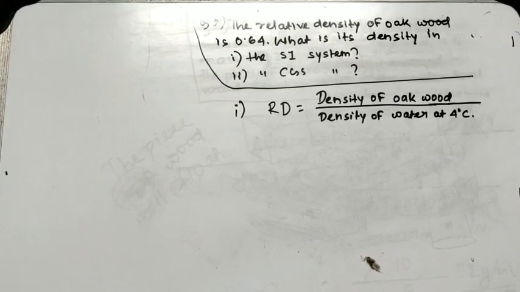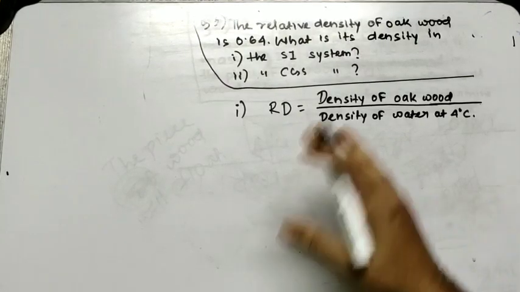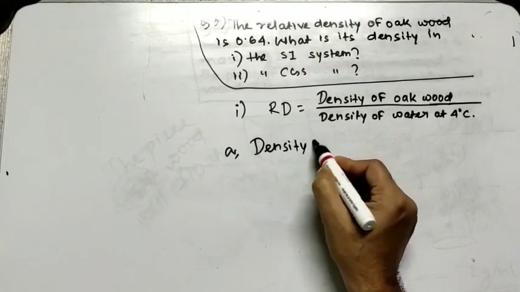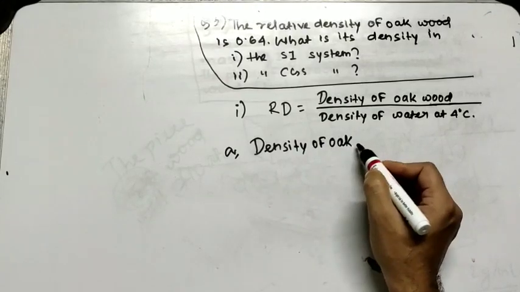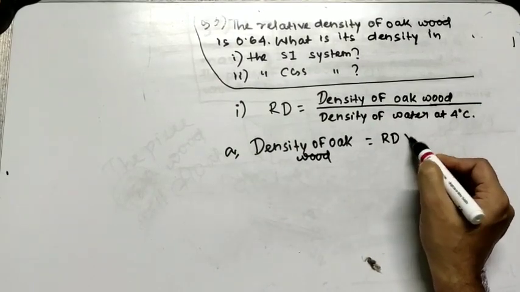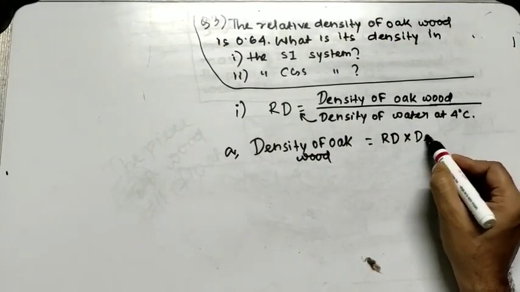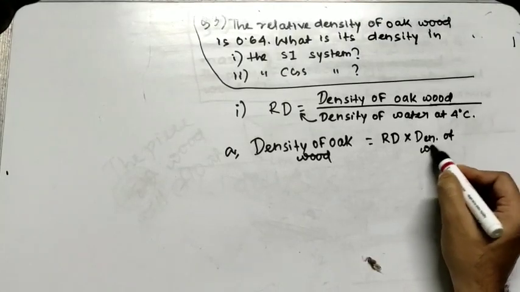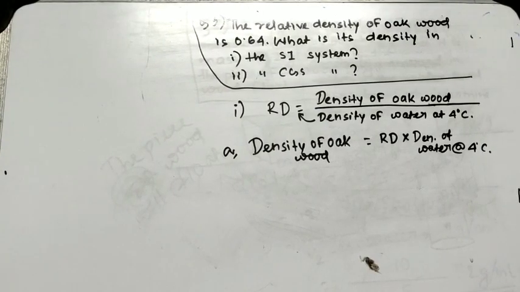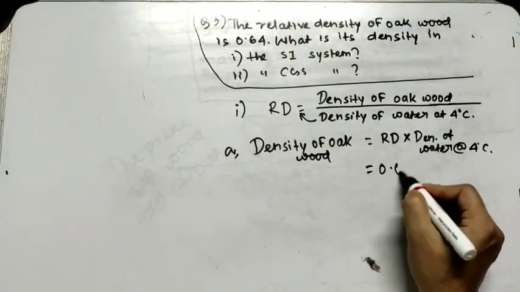So we need to find out the density of oak wood. So let's do this. Let's write density of oak wood is equals to relative density multiply density of water at 4 degrees centigrade. Okay, now what is the relative density? Relative density is given, which is 0.64.